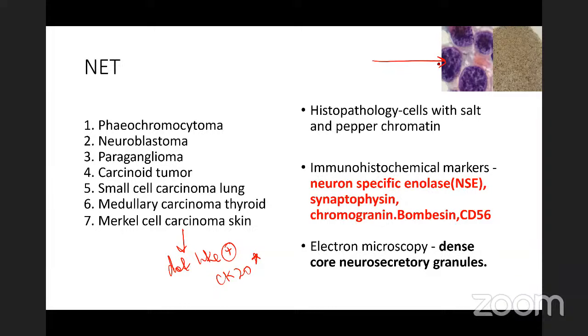If you look at the IHC, there is a very typical IHC in these cases. Remember, all the neuroendocrine tumors are positive for NSE, synaptophysin, chromogranin, bombesin and CD56. Okay, very good, Kapil, you're right. And on electron microscopy, definitely there are dense core granules, which are also called neurosecretory granules.